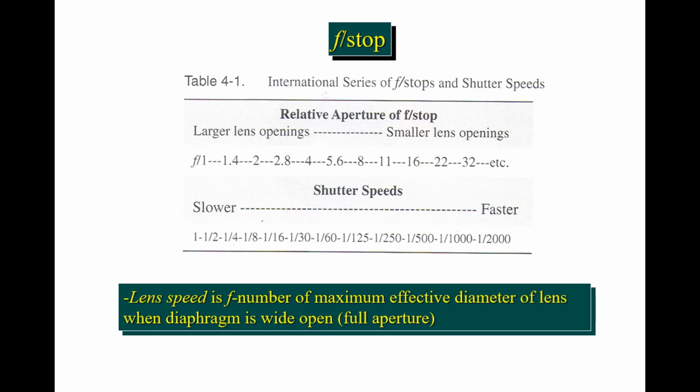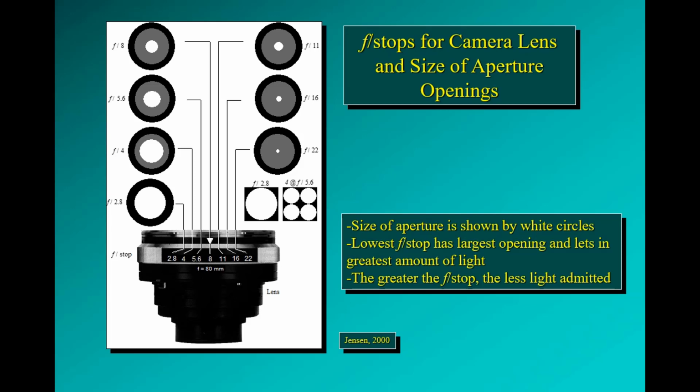And lens speed is the f number of the maximum effective diameter of the lens when the diaphragm is wide open, or what we call full aperture. And what we see here are the f-stops for a camera lens and the size of the aperture openings. So the size of the aperture is shown by the white circles, and the lowest f-stop has the largest opening and lets in the greatest amount of light. So the greater the f-stop, the less light that's going to be admitted.